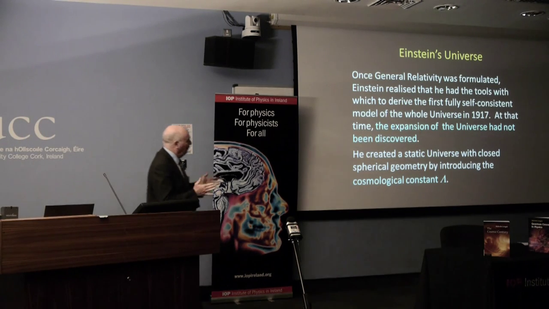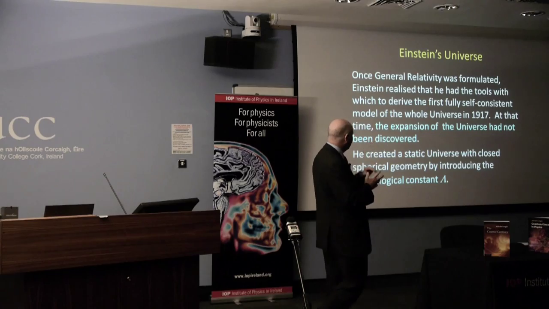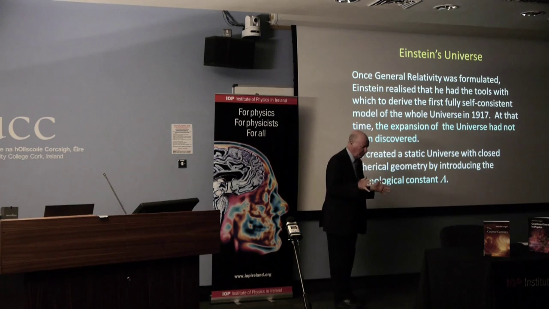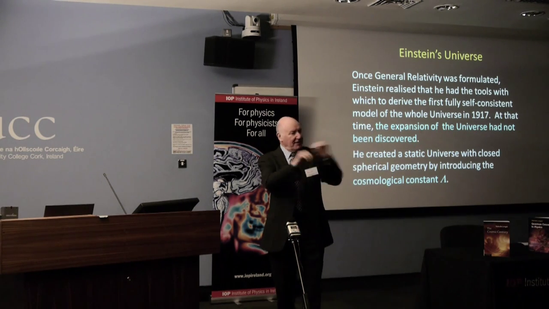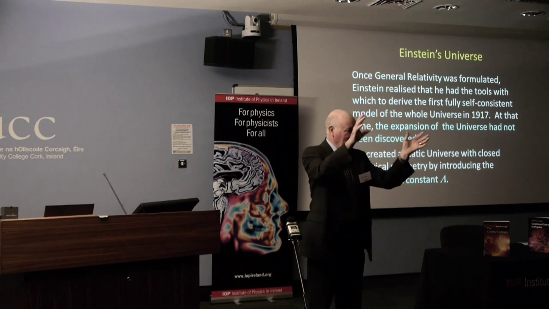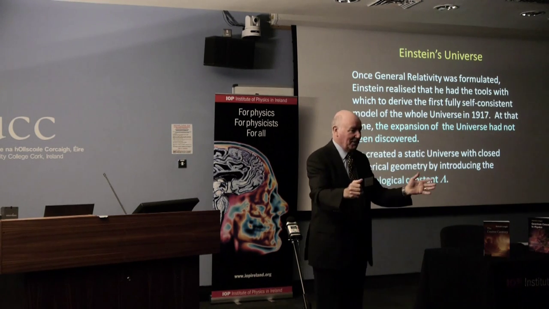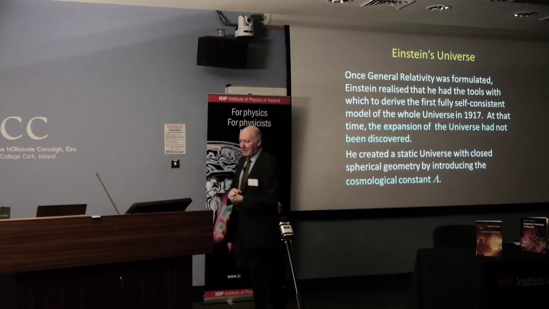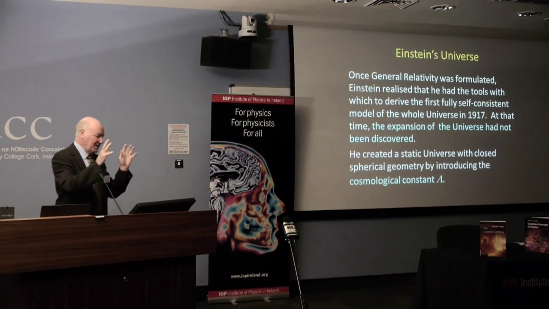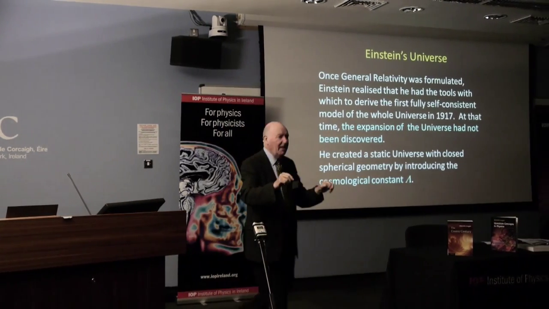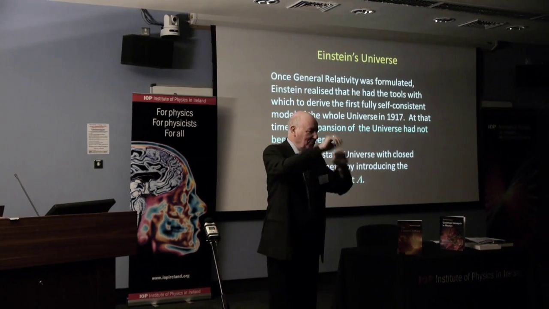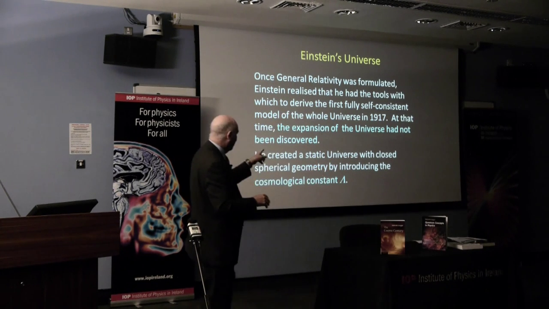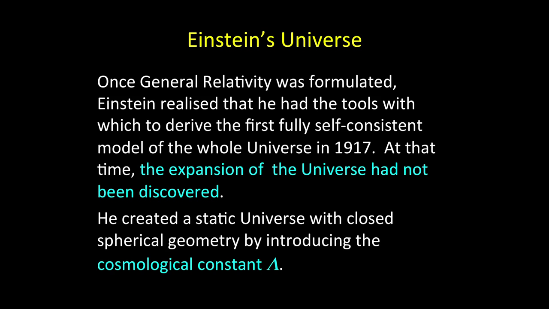So, as I said, he realized he then had the tools to build self-consistent models of the whole universe. But again, at that stage, the expansion of the universe had not been discovered, and Einstein said himself, there are very, very small velocities of the stars about us, and therefore we've got to get a static universe. So what do we do? What did he do? He introduced the cosmological constant as a term which appears as a constant in the solution of the field equations, but which you set equal to zero if you're doing local general relativity. But you don't have to put it equal to zero. If you just leave it in, then you get this thing called the cosmological constant.